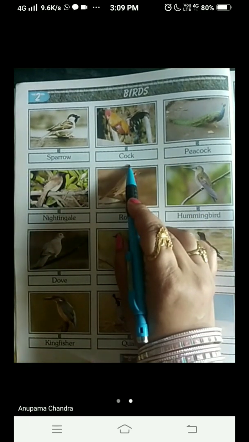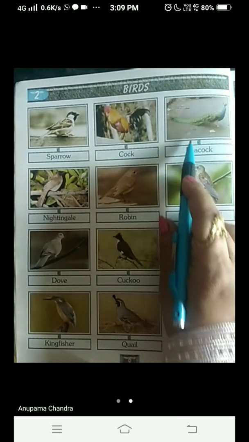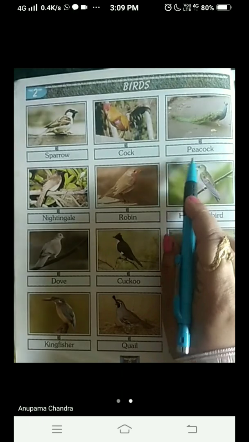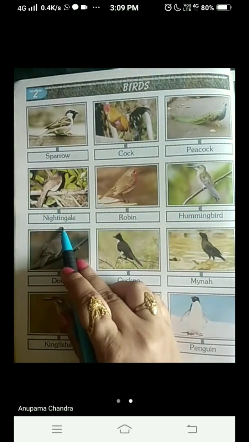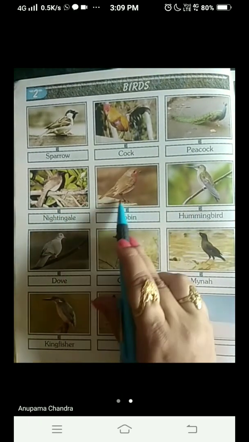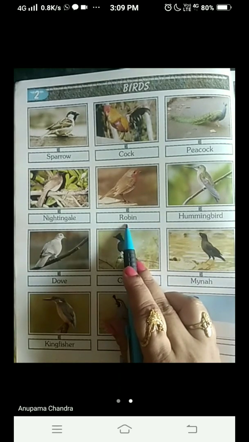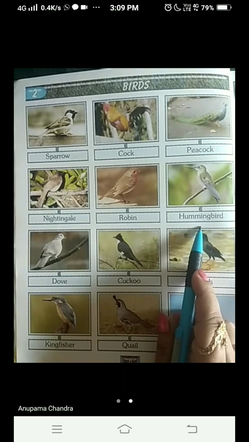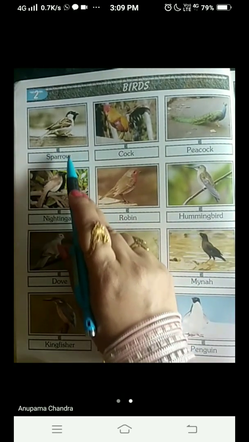Cock, peacock, that is also a national bird. Nightingale, robin, hummingbird.